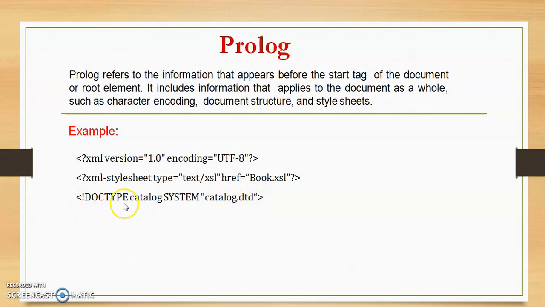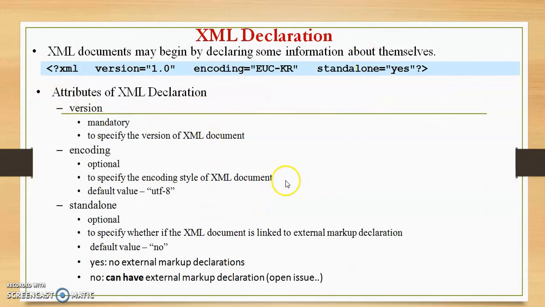Here doctype is the keyword and SYSTEM is the keyword. Then the root element is catalog, the name of the element is catalog, and the external DTD's name is catalog.dtd. And here comes the XML declaration: xml followed by the version, followed by encoding and standalone.